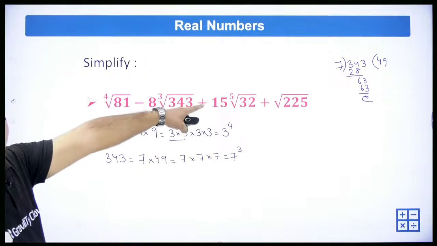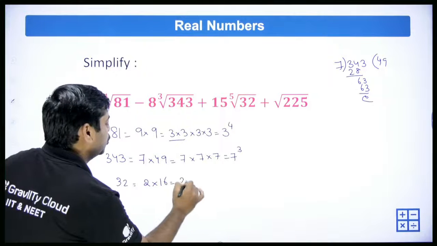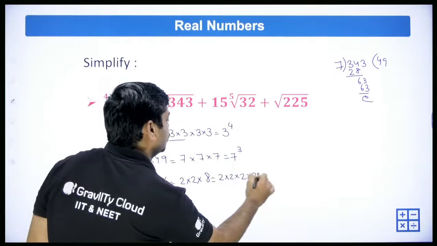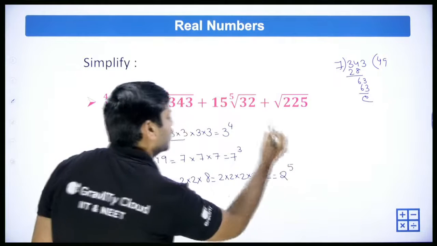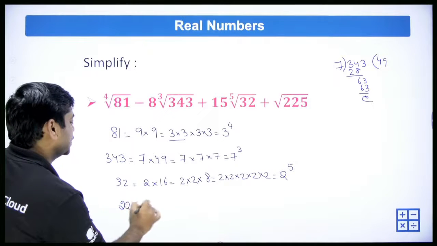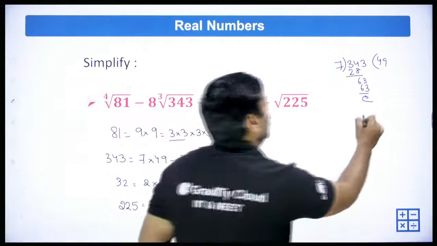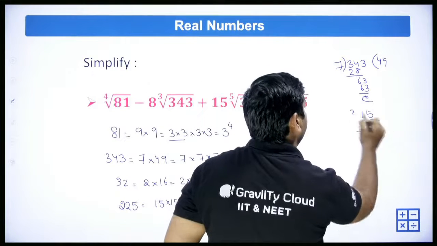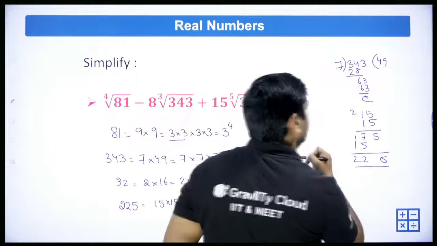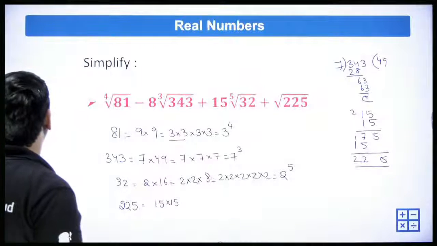What about 32? 32, we discussed that it is equal to 2 into 16, which is equal to 2 into 2 into 8, which is 2 into 2 into 2 into 2 into 2, which is 2 power 5. Right? The same way 225, if you go for 225, it is 15 into 15. Let me verify that. 15 into 15, 5 fives are 25, 5 ones are 5, 6, 7, 15, 225. Yes, it is 225.